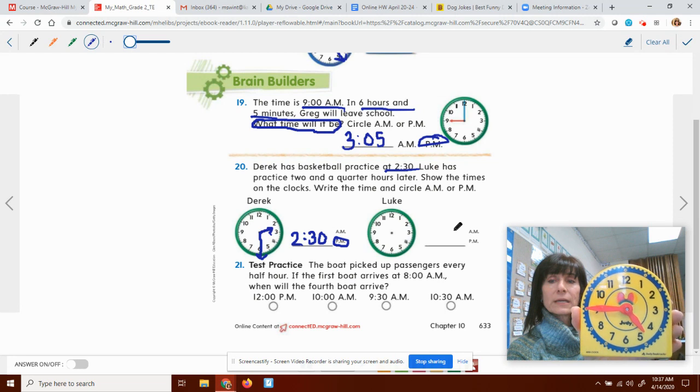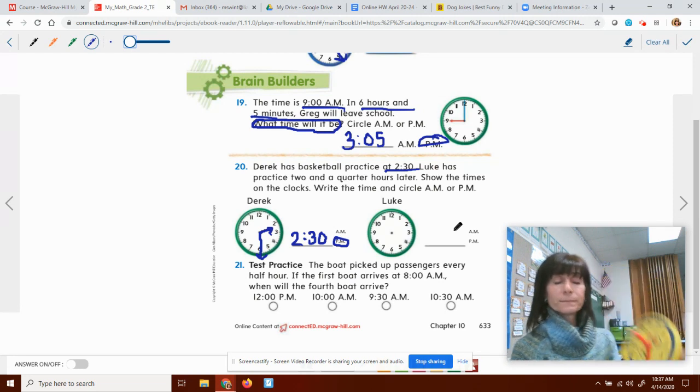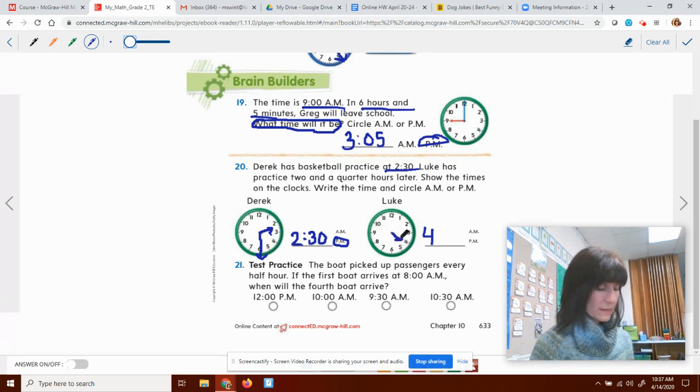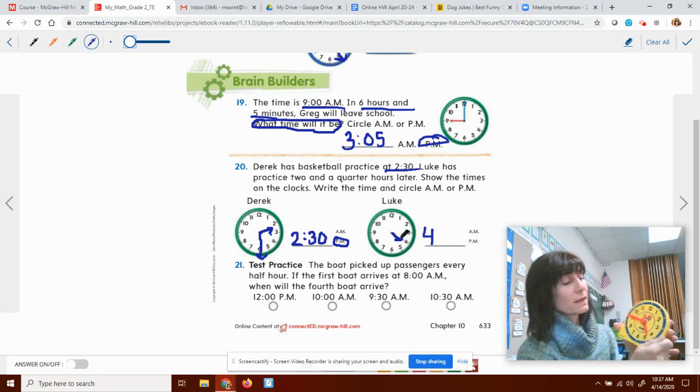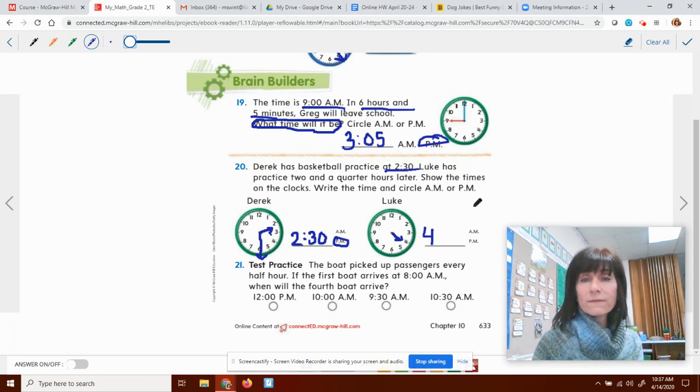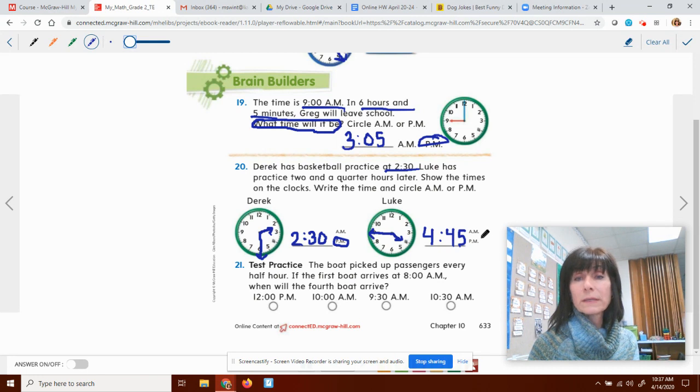What time will Luke have practice? Well, looking at my clock, I know the hour is 4. So I can put a 4. It's not quite to the 5. And the minute hand, though, is at quarter till 5, or I could say I know this was 30, 35, 40, 45. So it's at 4:45 is when Luke has practice. Would this be AM or PM? Well, because Derek was PM, I would say then we know Luke is going to be PM.